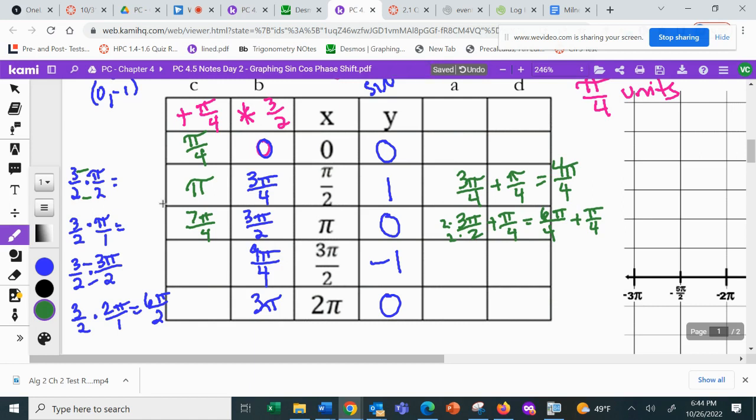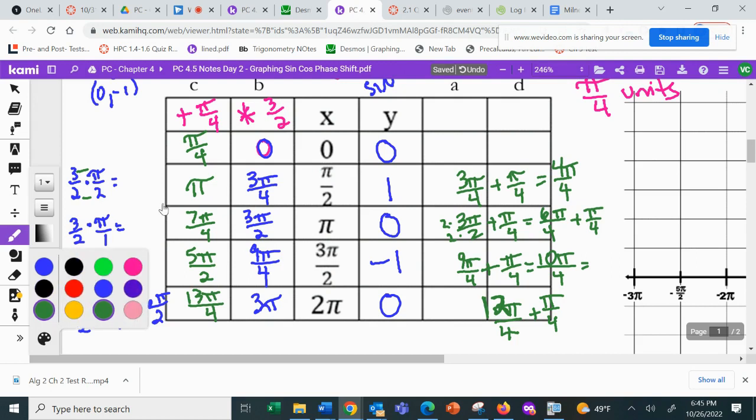Now we've got 9 pi over 4 plus pi over 4, and that's 10 pi over 4, but that reduces to 5 pi over 2. Finally, 3 pi, which is over 1, plus pi over 4. I need to make this 3 pi have a denominator of 4, so I'm going to multiply it by 4, and that makes my top 12. And so I get 13 pi over 4.